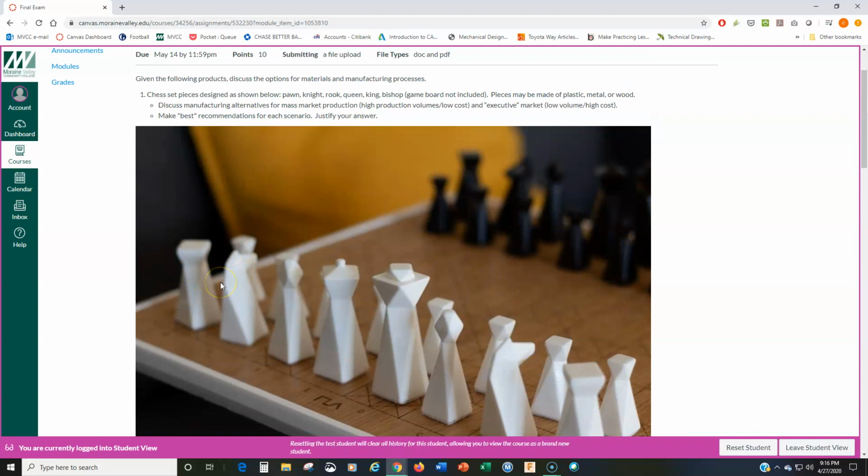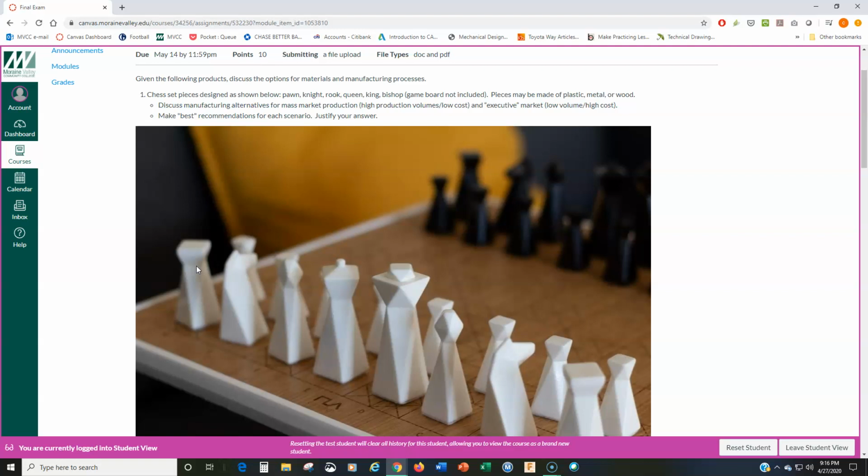This is the design that you and your team have come up with, and now they want to get an idea of how they should proceed in terms of their market footprint. Do they want to go with a high production volume, low cost design product, or do they want to go with an executive market, low volume, high cost kind of product? And your job is to help them get some understanding so that they can answer that question.